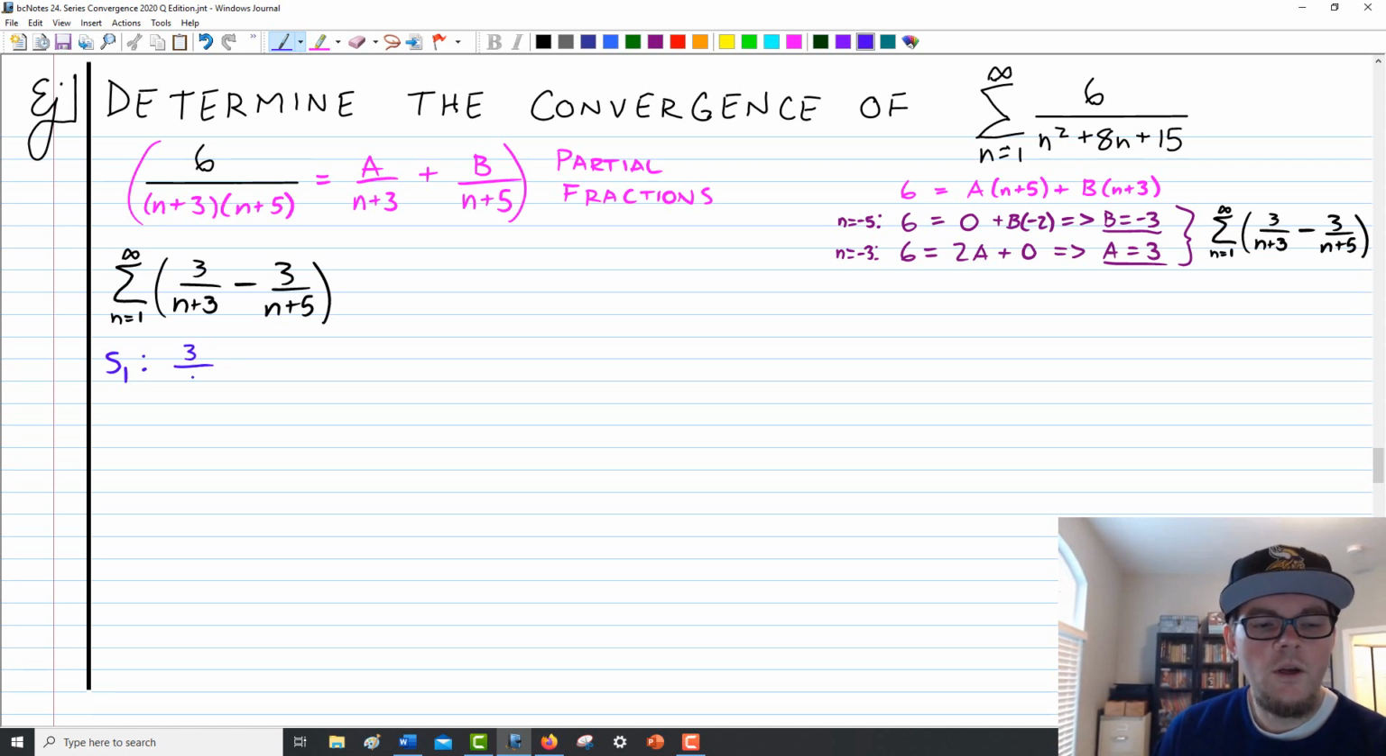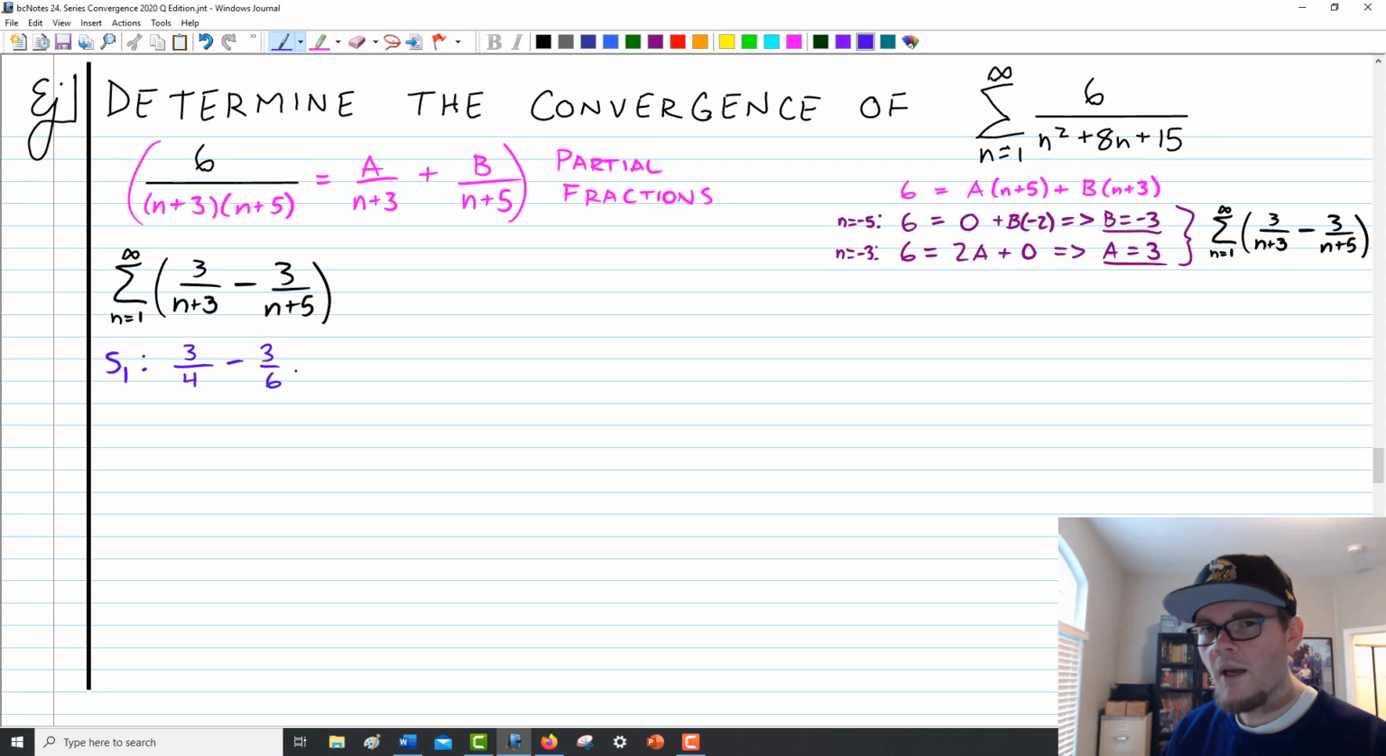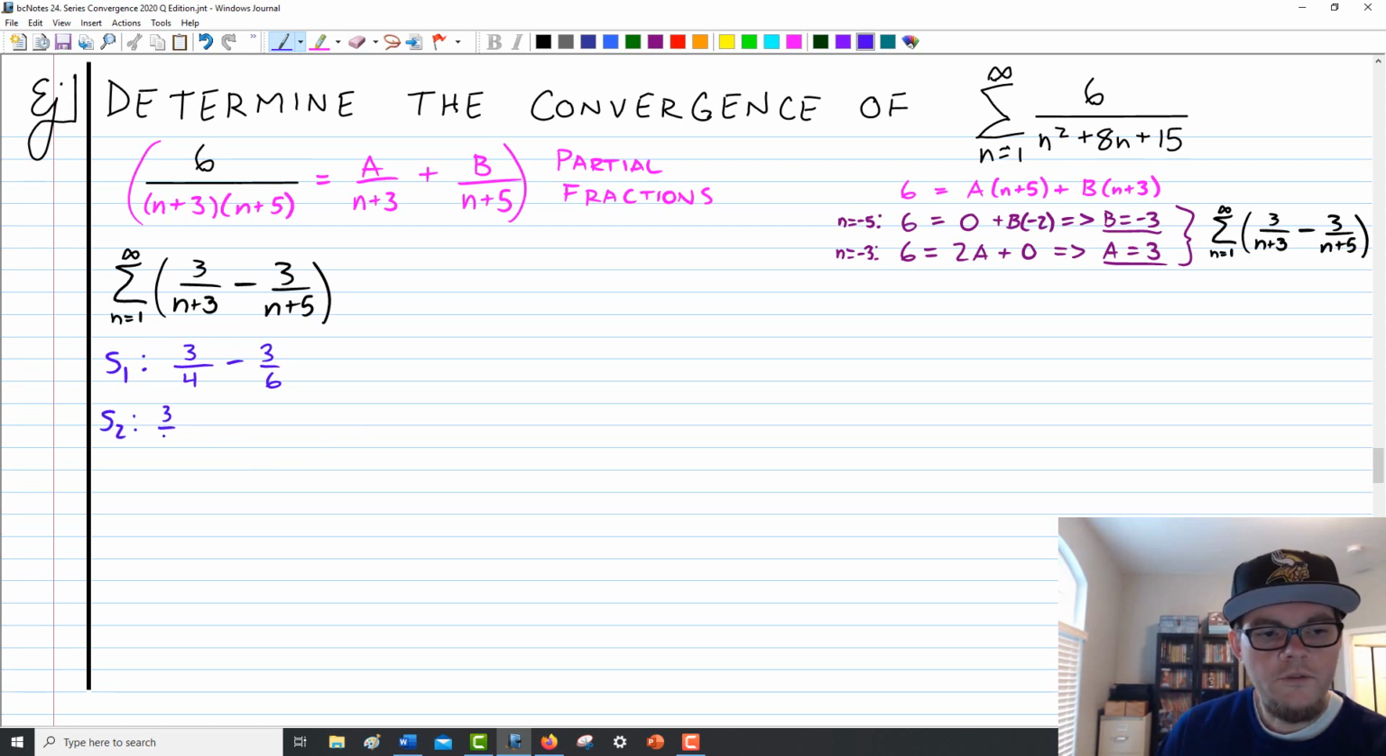S sub 1 is going to be 3 over 1 plus 3 minus 3 over 1 plus 5, which is 3/6. Now, as you saw in the earlier example, I'm not going to simplify this at all. I'm just going to leave it as is. I just want to go far enough so I can see what's left over here. For s sub 2, we'll have 3/4 minus 3/6 plus what we get when we plug in n equals 2, which is 3/5 minus 3/7.